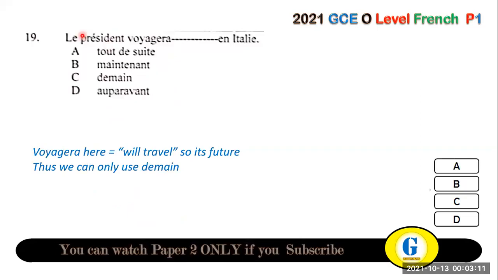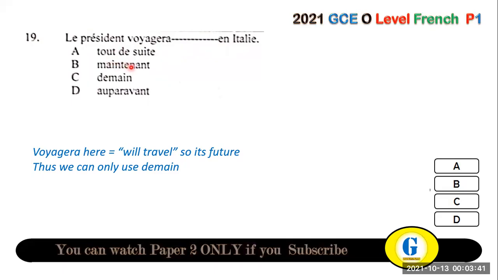Okay, question 19. Le président voyagera, blah, blah, blah, en Italie. Voyagera here means will travel. So it's a future, some sort of a future event. Will travel, voyagera. So let's look at the alternatives. Le président voyagera tout de suite, at once. You can also say the president will travel at once to Italy. Because will travel, this is future, right?